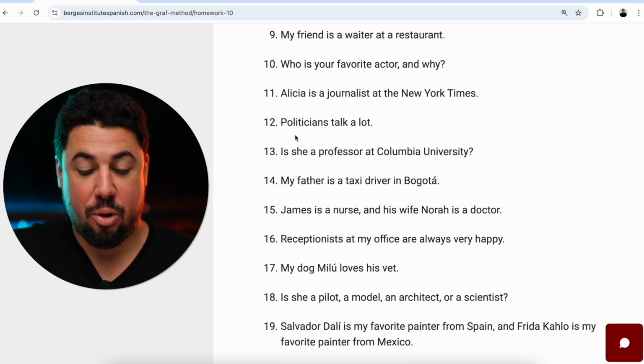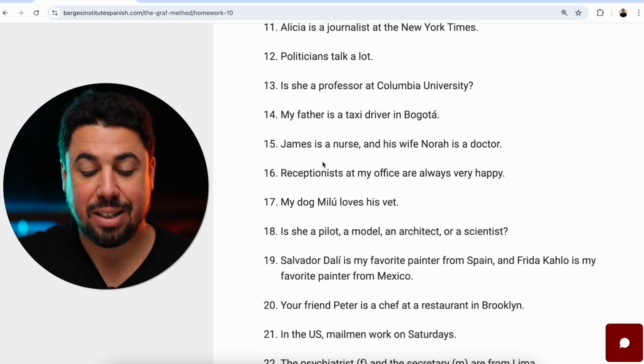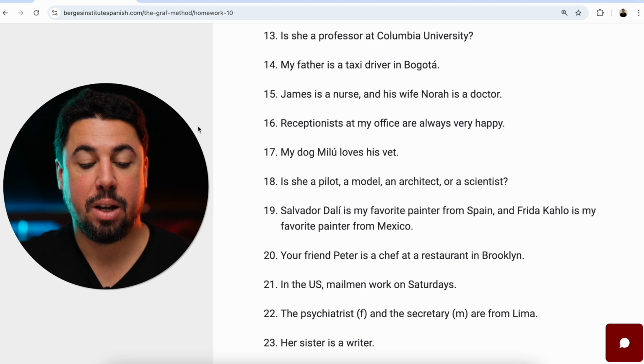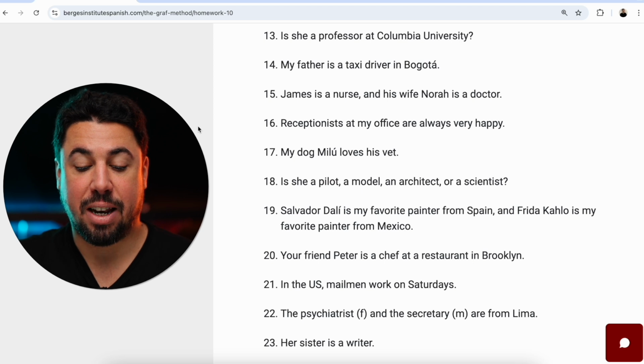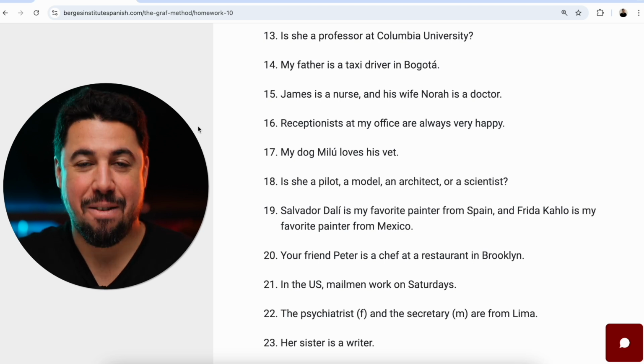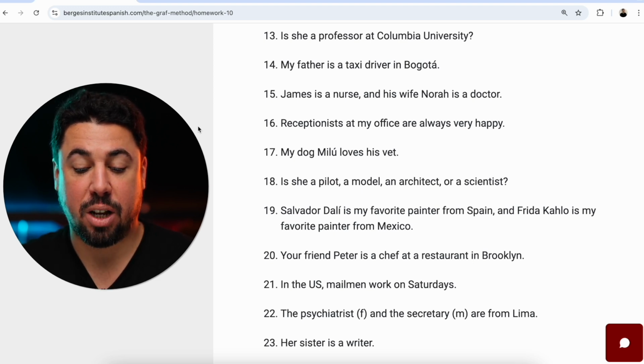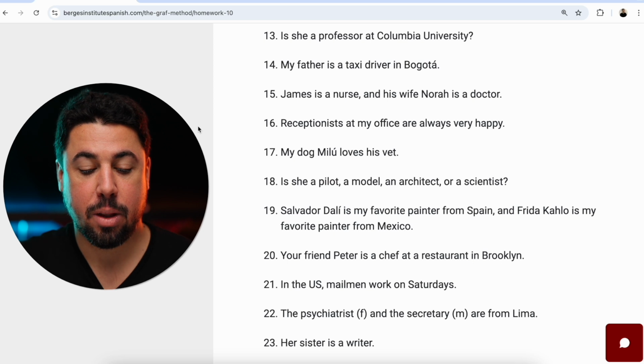Is she a professor at Columbia University? ¿Es ella profesora en Columbia University? My father is a taxi driver in Bogotá. Mi padre es taxista en Bogotá. James is a nurse and his wife Nora is a doctor. James es enfermero, no un enfermero. James es enfermero y su esposa Nora es doctora.